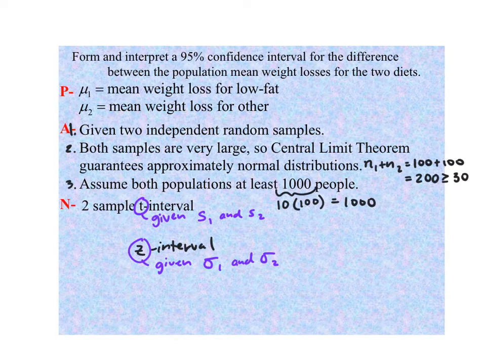Okay, so we just mentioned that again. S1 and S2 come from the sample data. Sigma 1 and sigma 2 come from the population data. So what's the main conclusion here, right? We use the T interval if we're using sample data. We use the Z interval if we're using population data.